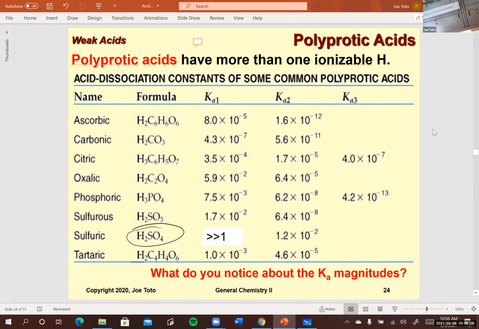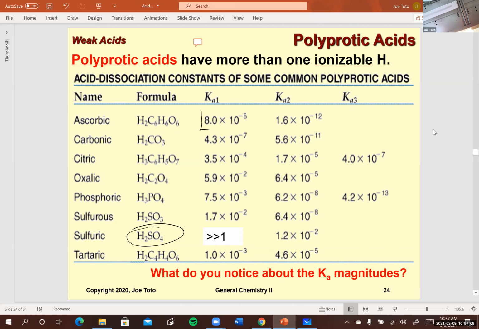So each deprotonation has an associated equilibrium constant. Ascorbic acid has 2. Citric and phosphoric acid have 3 protons that they can give up, right? What do you notice about the magnitude of the equilibrium constant for successive deprotonations? In every case, what's true? Oh, it gets smaller. It does, it gets smaller.